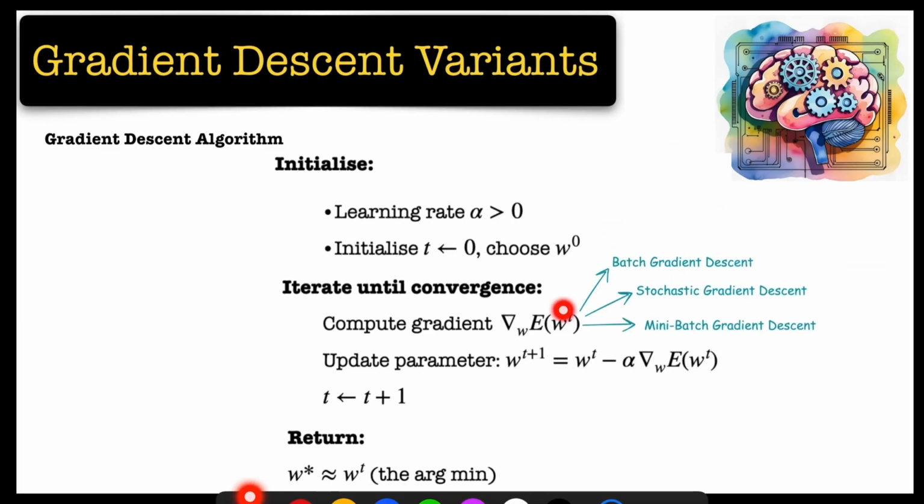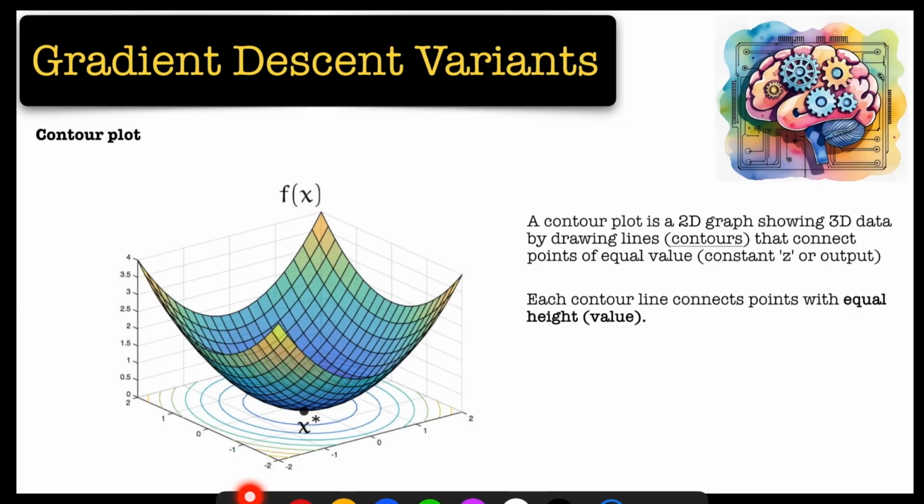Now, how are we calculating this gradient? That is the major factor that defines these three types of gradient descent. Before going there, let's quickly talk about the contour plot. What is a contour plot?